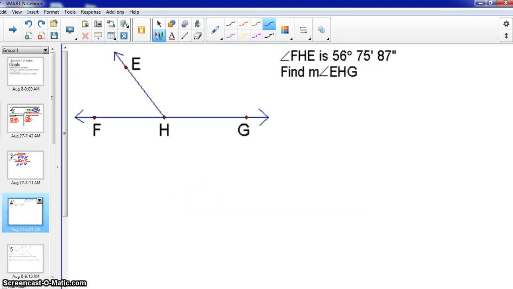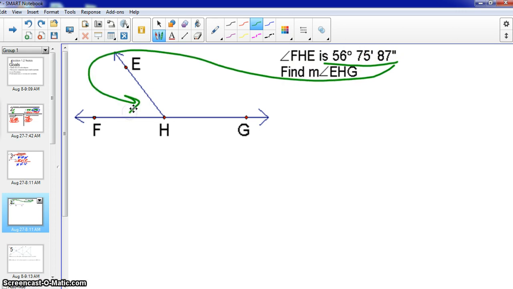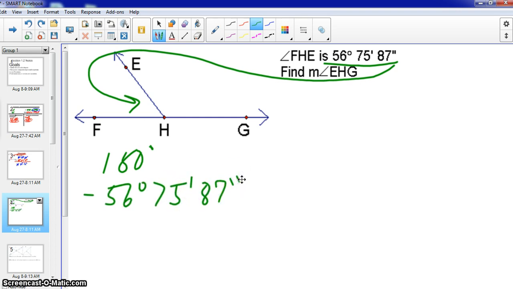The same thing can be done with the straight angle. We are given that angle FHE right there, and we see in the diagram that it is a straight angle, so we can subtract what we are given from 180. Similar as the last problem, this does not allow us to do the problem. Now there are two ways that we can do the problem. We can convert the 180 to 179, 59, and 60, or we can simplify the 56, 75, and 87.